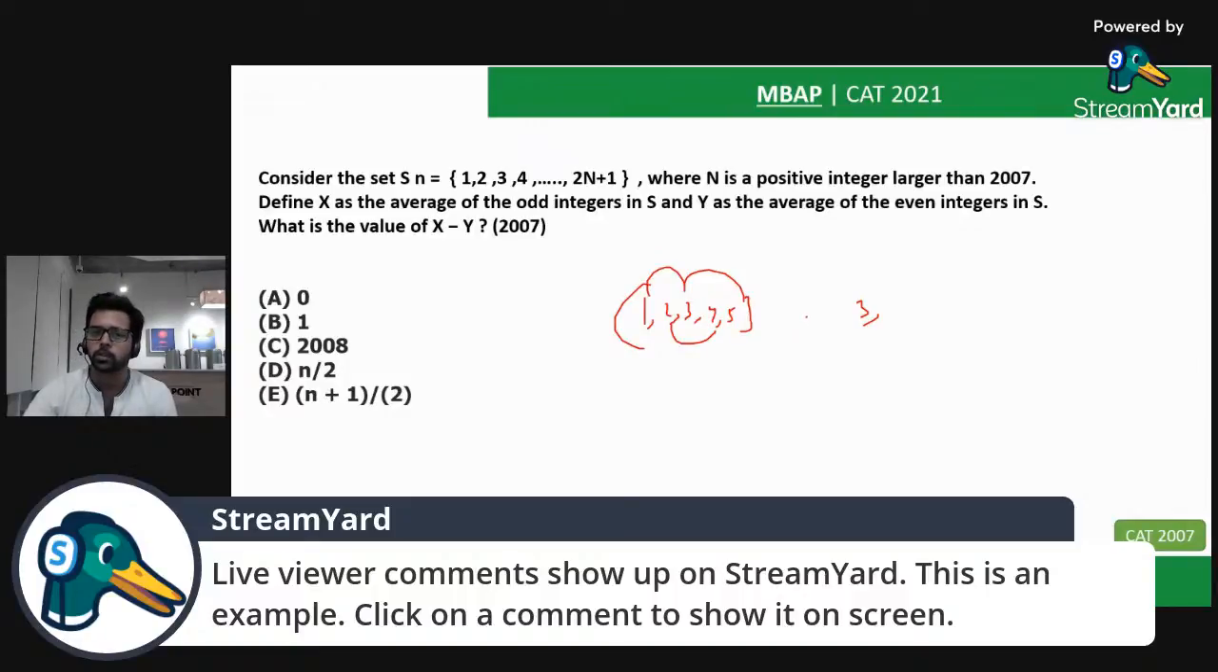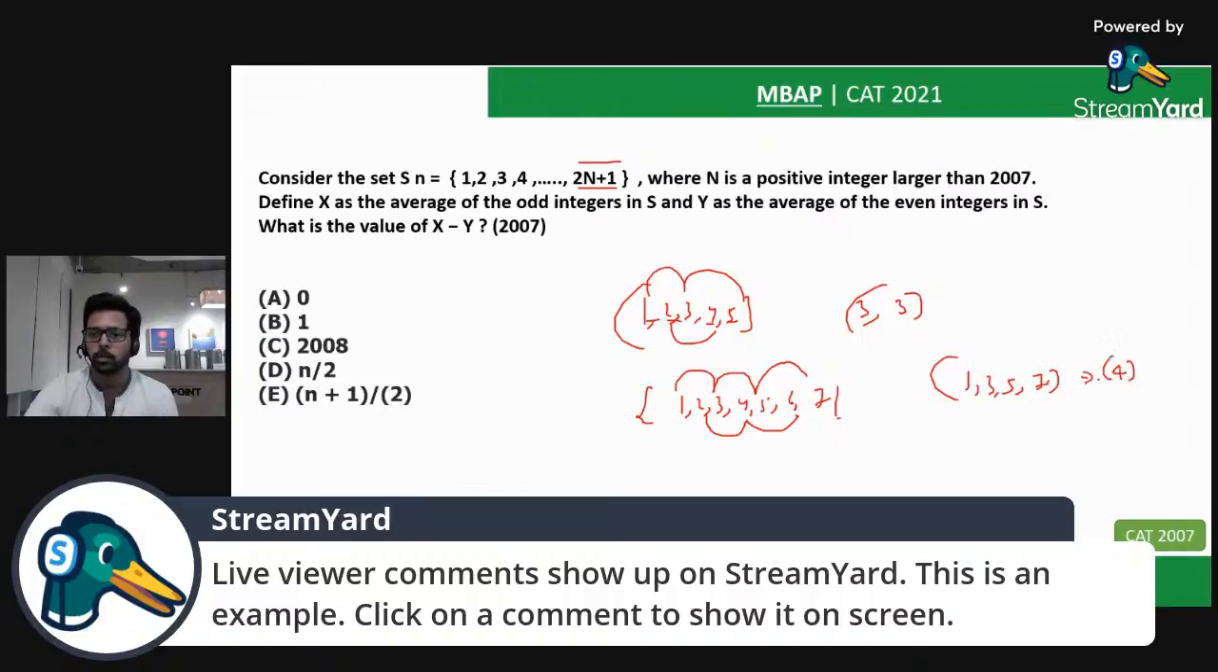What was the answer for this question? Come on, all of you. This is 2n plus 1, which is an odd number. 2 and 4, the average is going to be 3. 1 and 5, the average is going to be 3. Let's take numbers 1, 2, 3, 4, 5, 6, 7. Slightly a different question. Odd numbers: 1, 3, 5, and 7. Even numbers: 2, 4, and 6.